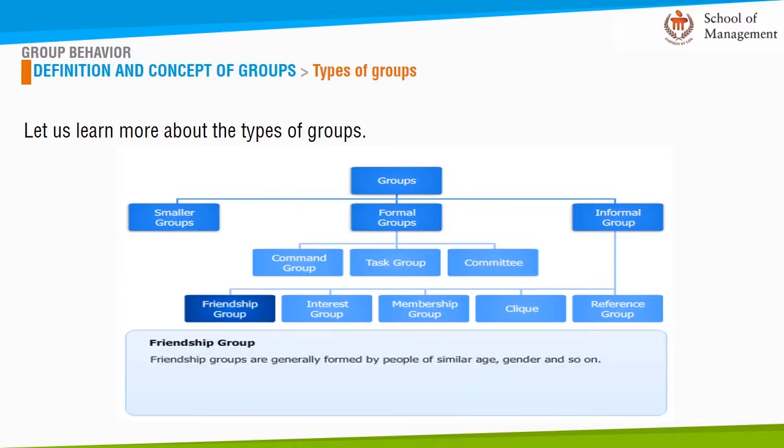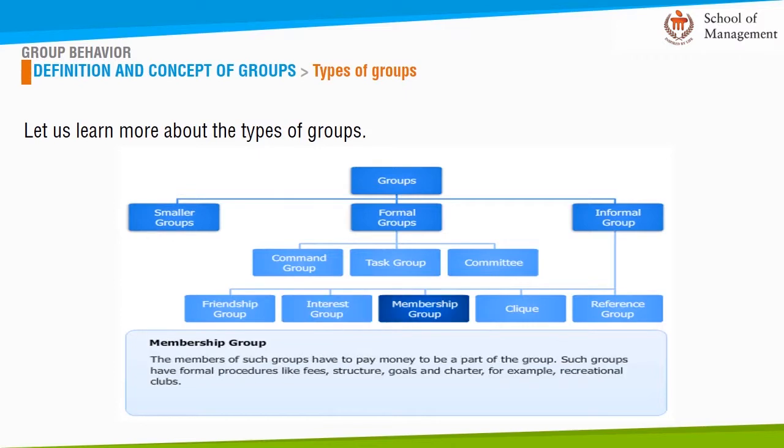Friendship group. Friendship groups are generally formed by people of similar age, gender, and so on. Interest group. Interest groups are formed by people having inclination towards a particular interest, for example, music group and astrology group. Membership group. The members of such groups have to pay money to be a part of the group. Such groups have formal procedures like fees, structure, goals, and charter, for example, recreational clubs.